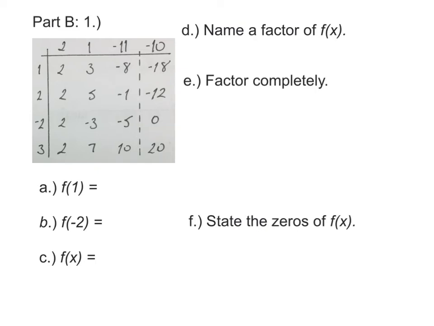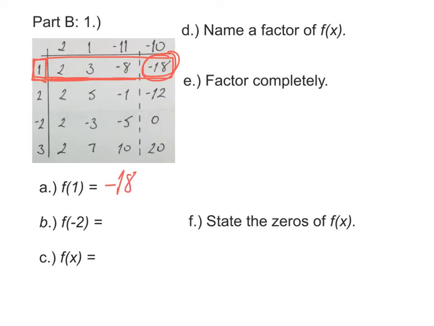The table that I have here is synthetic division done over and over and over again. And on this first line, this is what happens when we take the original function and do synthetic division with x minus 1. The 2, 3, and negative 8 are going to be the coefficients of the quotient, and the negative 18 is going to be the remainder. The remainder theorem says that when we do synthetic division, that remainder is going to be the functional value. So negative 18 is f of 1.